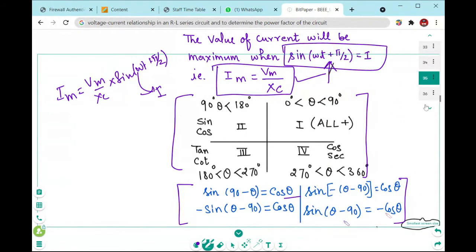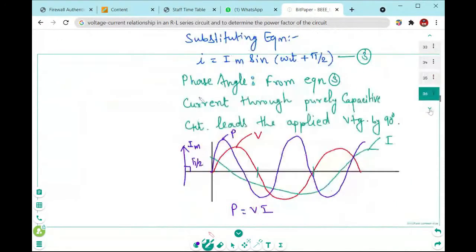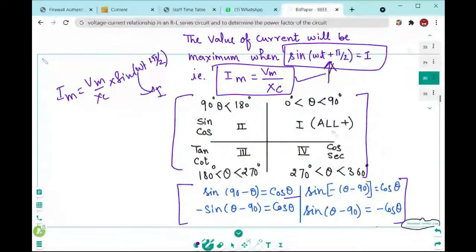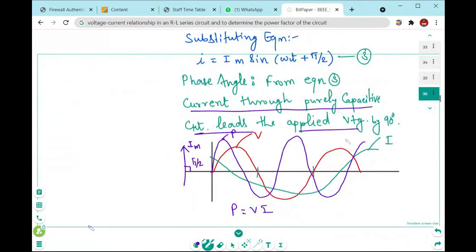Okay, so this is a purely capacitive circuit in which we have the phase. The current through the purely capacitive circuit leads the applied voltage. How can you say that this is leading? You can see right here, sine of omega t plus pi by 2, so this angle pi by 2. Okay, so the current value is leading right here. Omega t plus pi by 2 means it's leading. So current is leading the voltage by 90 degrees in case of a purely capacitive circuit.